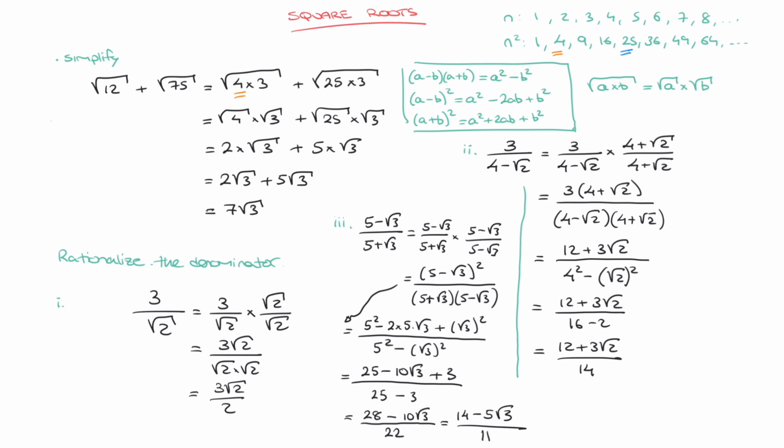And that's the answer. Okay, that's it for simplifying square roots and rationalizing the denominator, and we've shown that for 3 different cases here. So hopefully that helps a bit. We move on to the next topic.